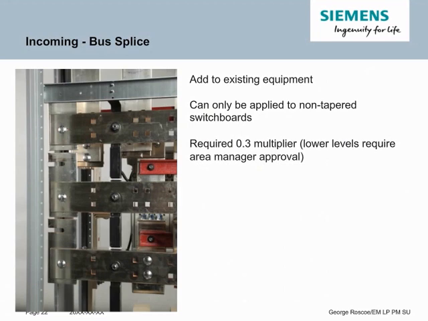Bus splice is the rarest of all the incomings. This is when you're adding to existing Siemens gear, and it only can be done on existing Siemens gear that has non-tapered bus. If it has tapered bus, you will not be able to make this connection. So if you think that you need to add on in the future, make sure you add future end section so you can add this feature and select non-tapered bus.